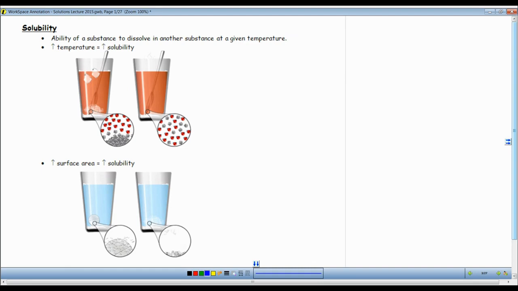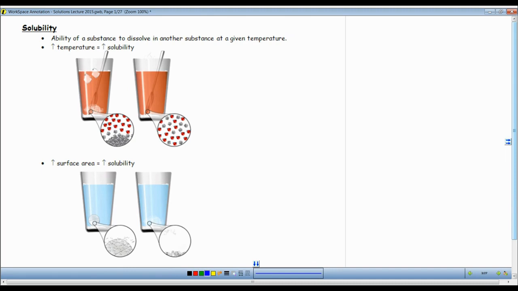Solubility is a term that we've used throughout the year as well. We've talked about solids being soluble or insoluble. It refers to the ability of a substance to dissolve in another substance at a given temperature. Now, often that substance is water. So a few things affect solubility, the ability to dissolve. Obviously, temperature. Number one, temperature. If you increase the temperature, you increase the solubility.